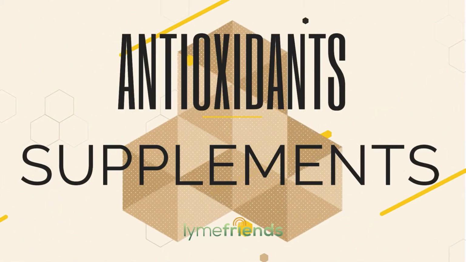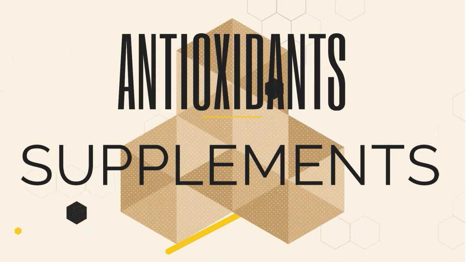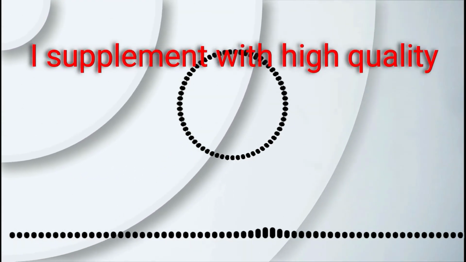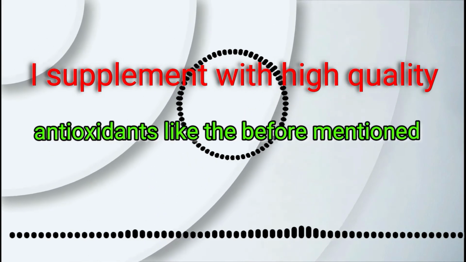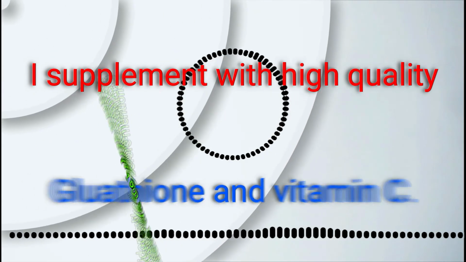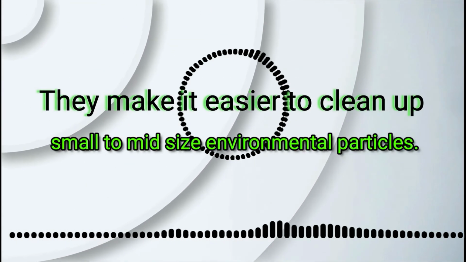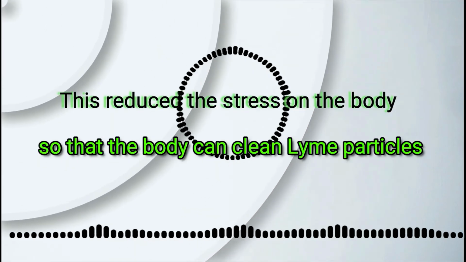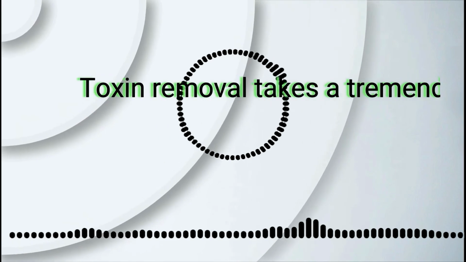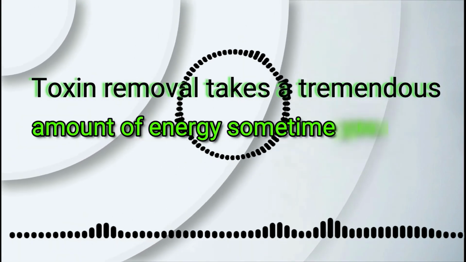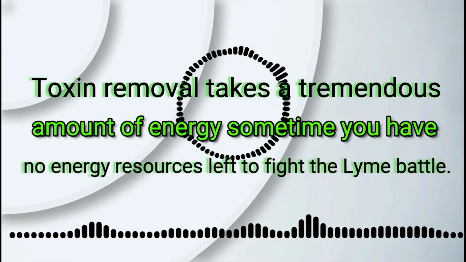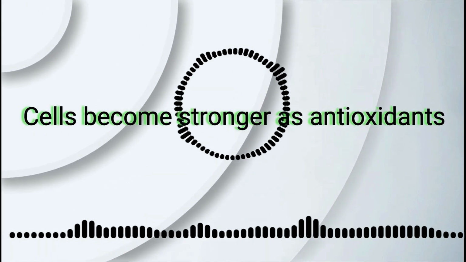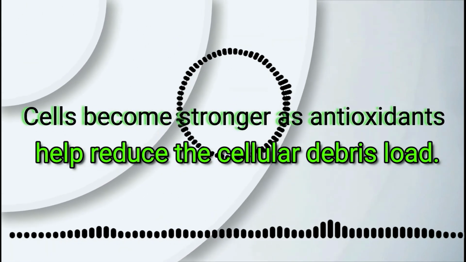Antioxidants supplement. Support the body and increase efficiency with antioxidants. I supplement with high-quality antioxidants like the aforementioned glutathione and vitamin C. They make it easier to clean up small and mid-sized environmental particles. This reduces stress on the body so that the body can clean the Lyme particles. And toxin removal takes a tremendous amount of energy, so sometimes you have no energy resources left to fight the Lyme battle. Cells become stronger as antioxidants help reduce cellular debris load.